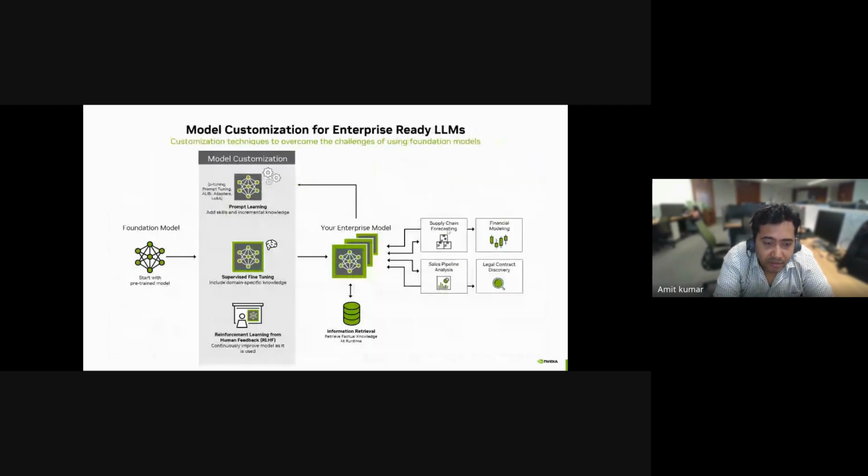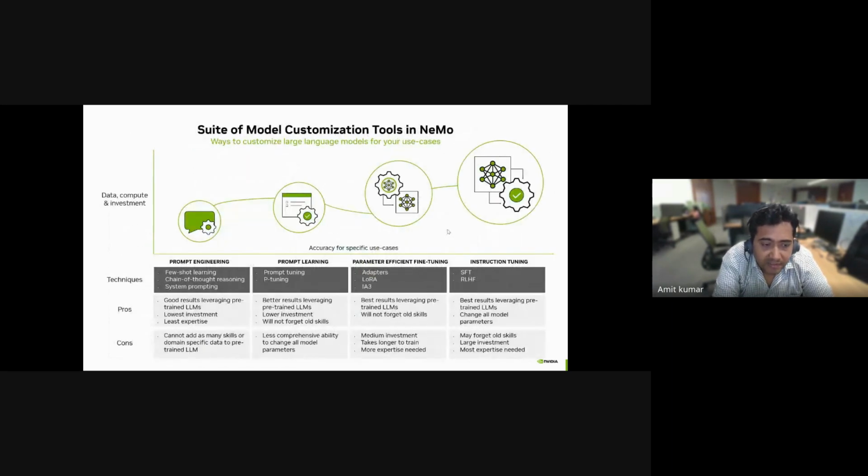So I was talking about this one. See, everything required for model customization is available in this, and generally what is typically done is few shot learning, prompt engineering, then prompt learning, then parameter efficient fine tuning, adapters, LoRA, IA3, right? Then instruction tuning, which includes SFT, supervised fine tuning, and RLHF.